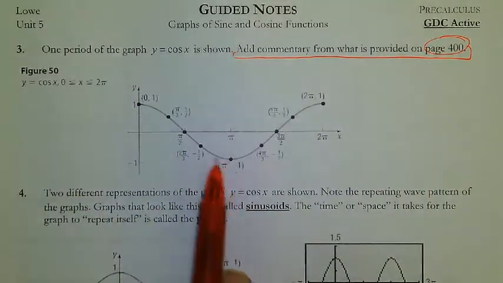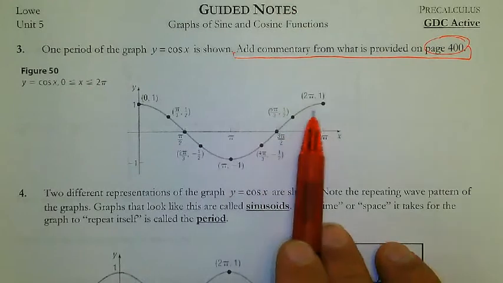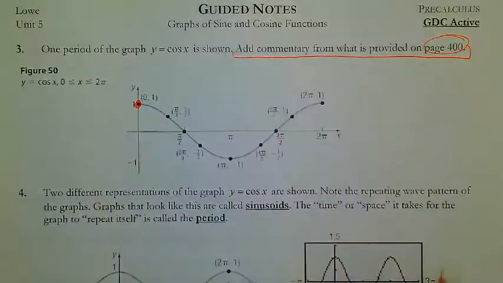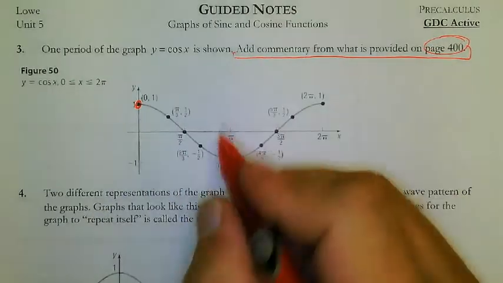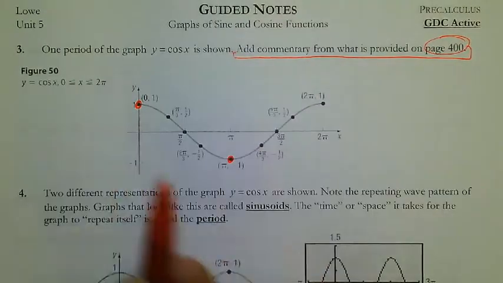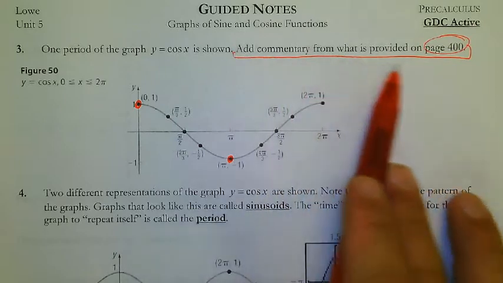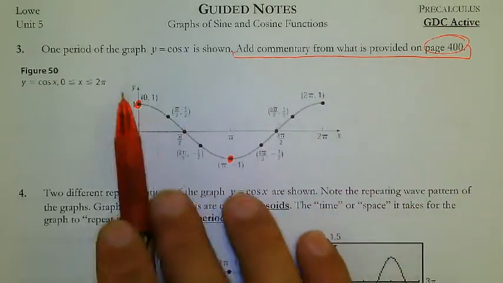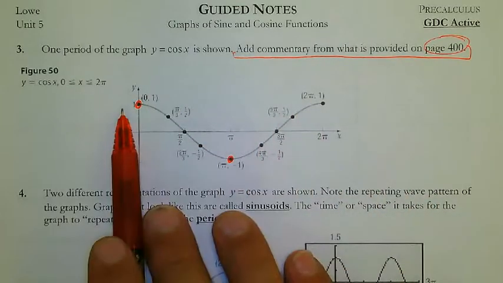Okay, here's the cosine graph. What do we have? What's the shape look like? Why do I start up here at the point 0, 1? Why is this the point pi, negative 1? Look to that information on page 400 and add whatever commentary you need so that you can understand this graph.